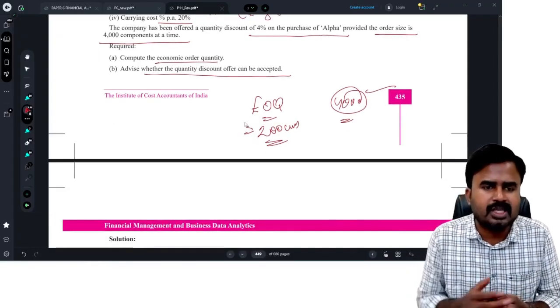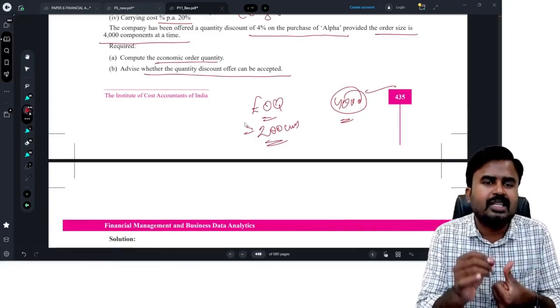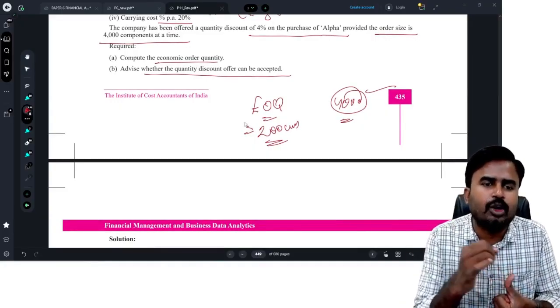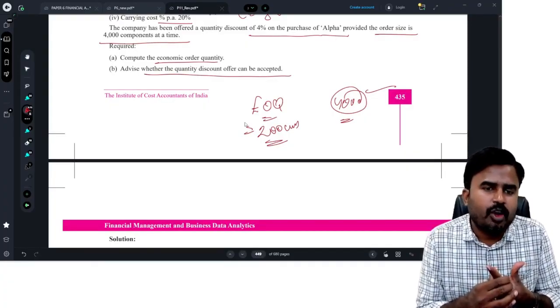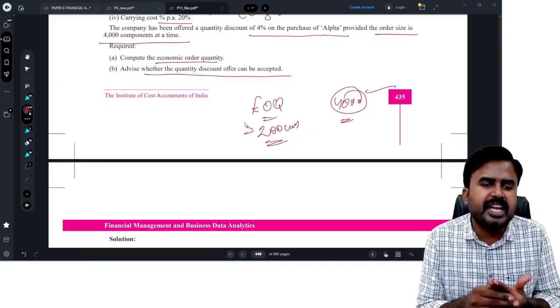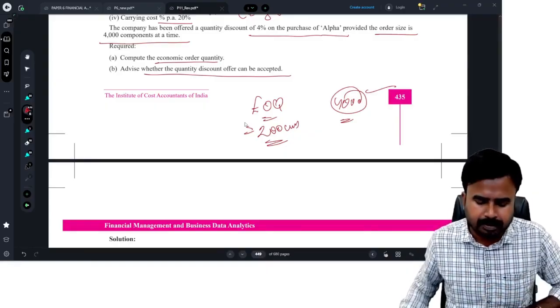So my total cost is made up of purchase cost, which is nothing but A into the purchase price of the raw material, that is, annual raw material requirement into purchase price of the raw material. The second one is ordering cost, number of orders into cost per order. Third one is inventory carrying cost, average quantity into ICC per unit per annum.